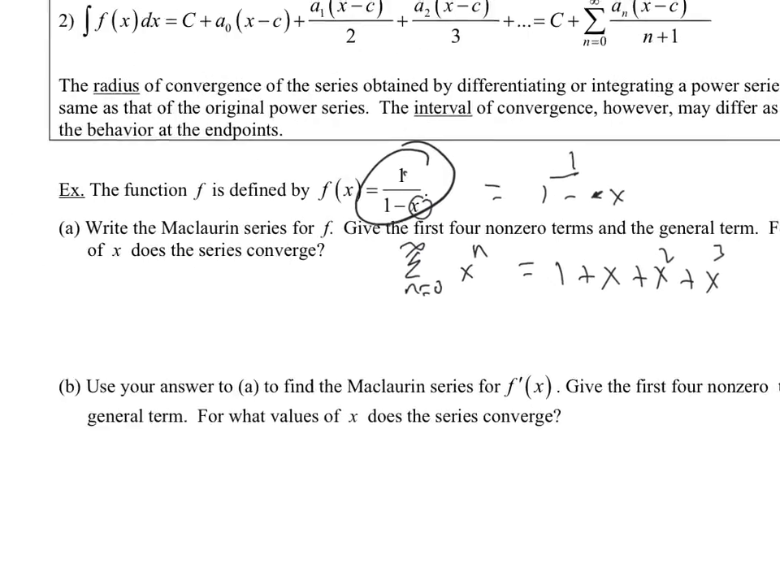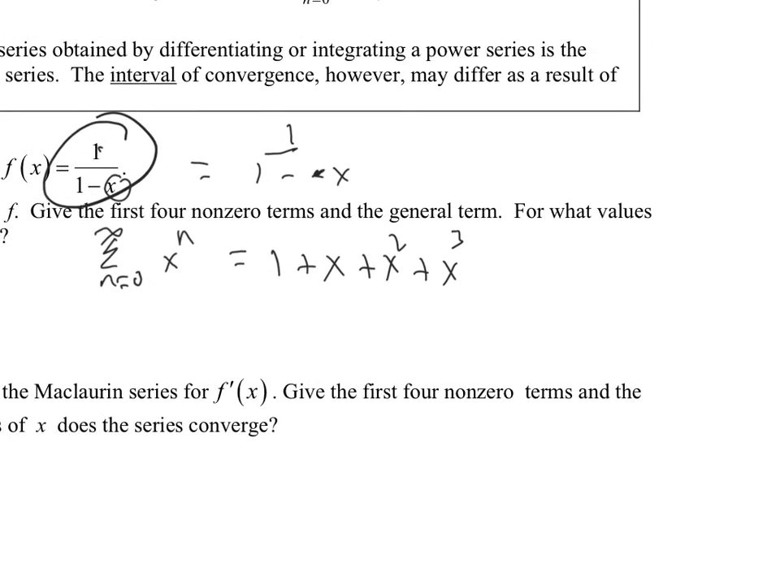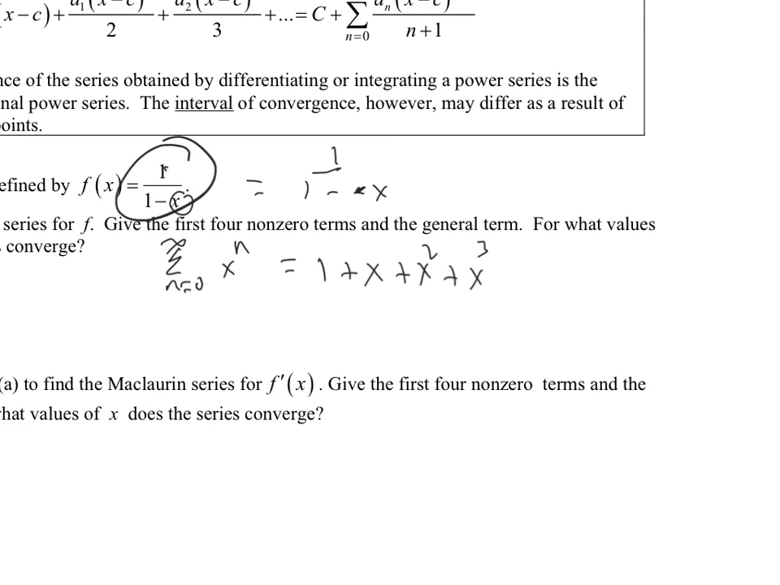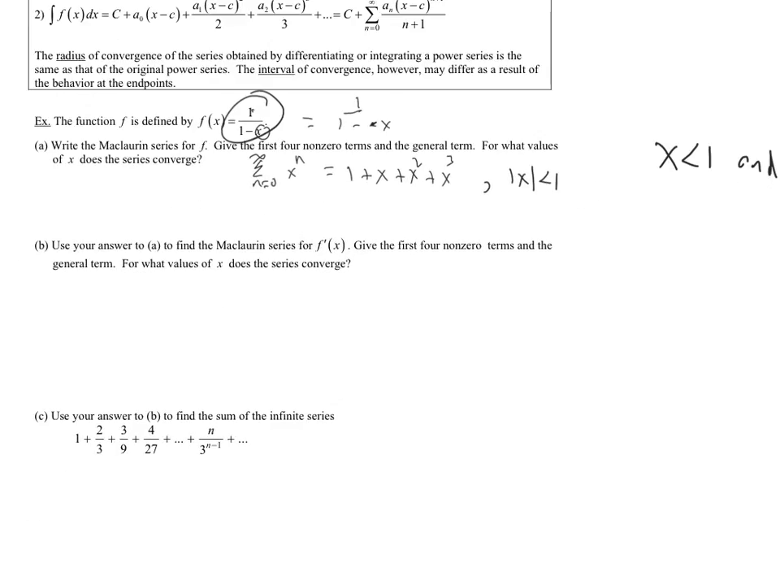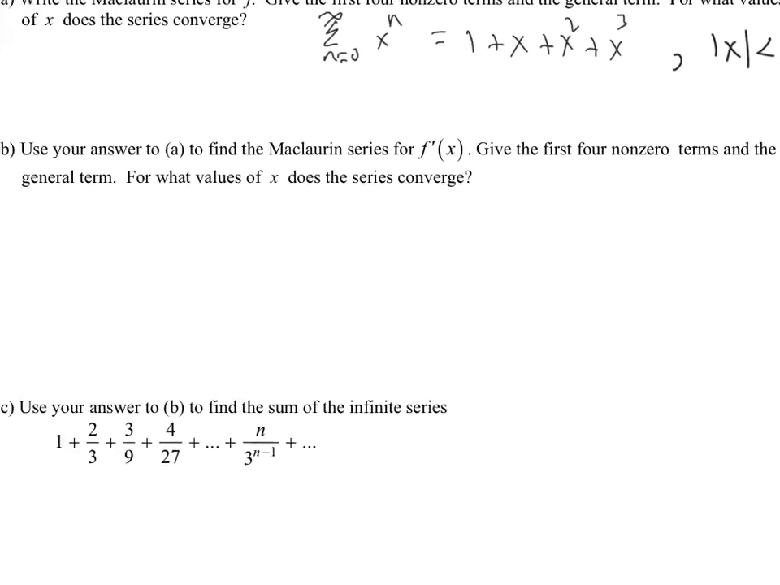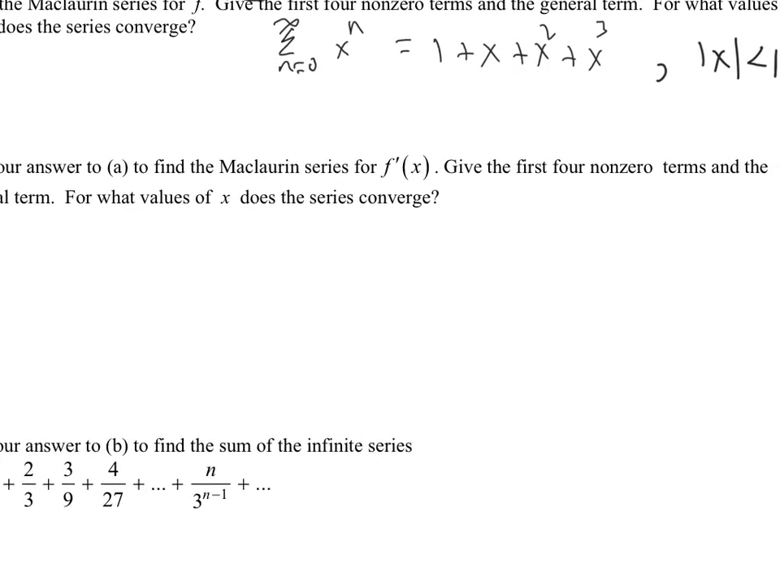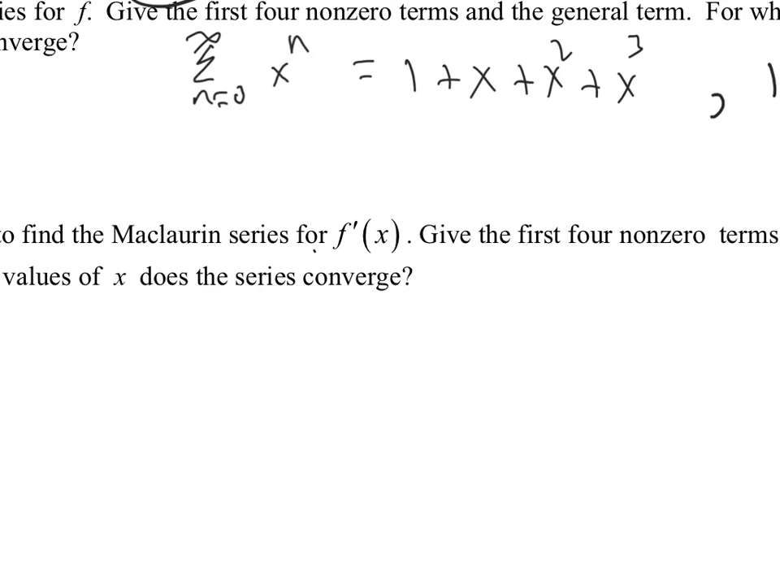And he wants to know where it converges. Well, that's simple. It converges when the absolute value of x is less than 1, which if you were to finish it out, x is less than 1 and x is greater than negative 1. Use your answer in part A to find the Maclaurin series for, okay, killing 2 birds with 1 stone.